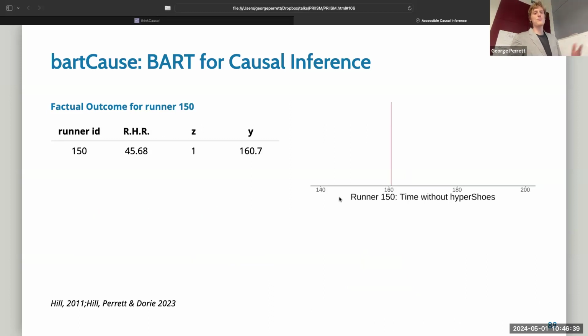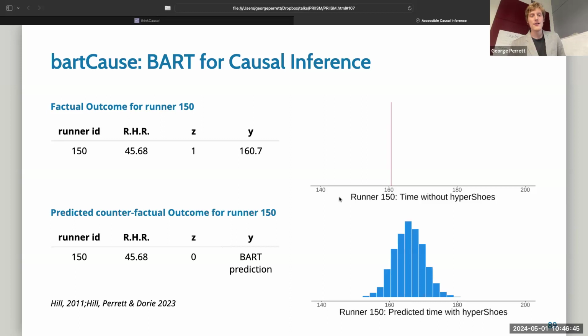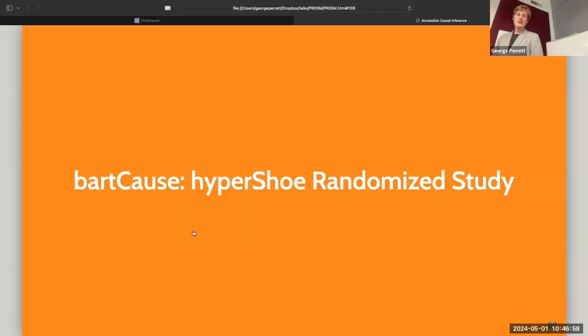Looking at a different runner, this person happened to be in the treatment group. They ran in 160 minutes, and we can flip their Z around, basically keep everything the same and say, hey, what if they ran the race without hypershoes? And we're going to use our BART model to estimate what would have happened, and we get a whole distribution. And so we can do that for every single runner. And let's explore how this would work.